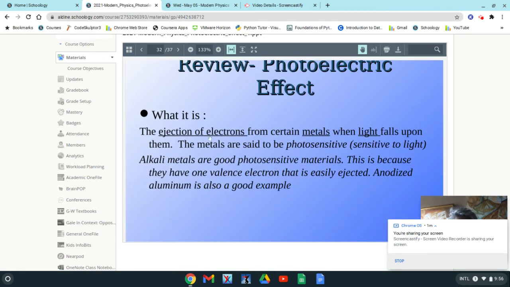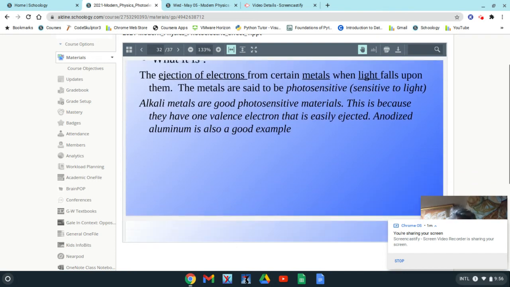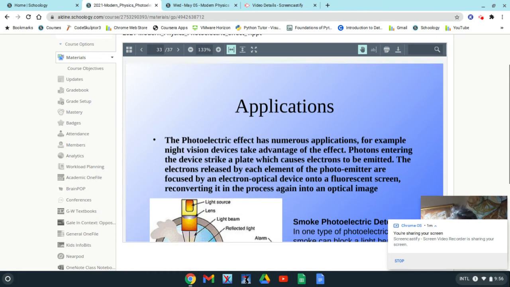So again, it is the ejection of electrons from certain metals when light falls upon them. Those metals are said to be photosensitive. Okay, alkali metals are good photosensitive materials, and that's because they have one valence electron, and it's easy to take those out.